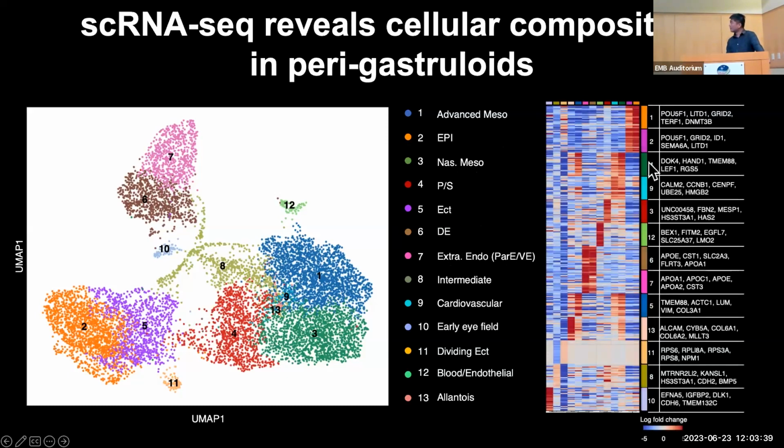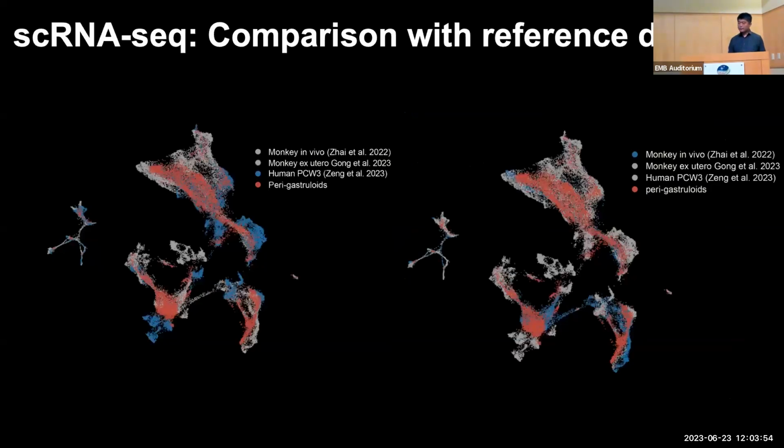So here, we generated about 12 or 13 different clusters, I believe. And each cluster is annotated based on its unique gene signatures. And we performed an integrated analysis, integrating our dataset with published human embryo datasets at this stage, and also a published monkey embryo dataset at this stage.